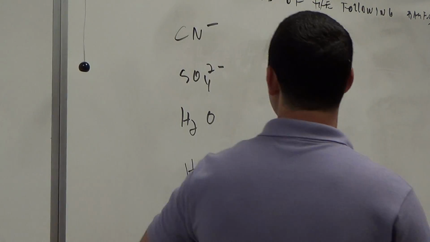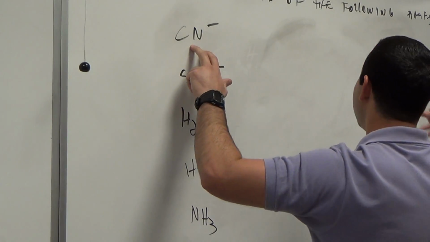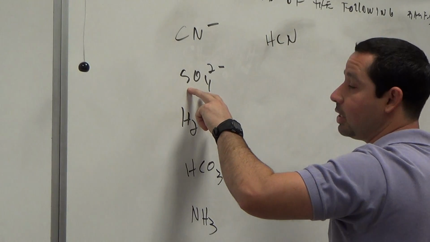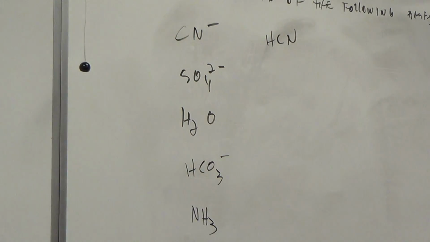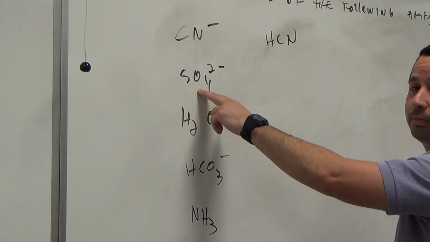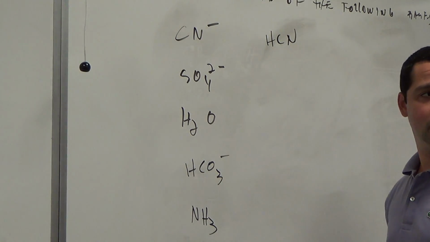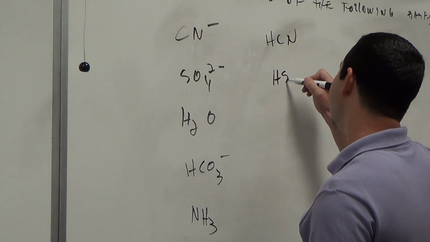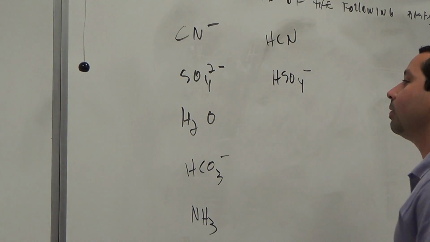Alright, CN minus. What's the conjugate acid of that? HCN, outstanding. What is the conjugate acid of this, Ms. Rodriguez? What's the conjugate acid of this? I'm talking to you. What is it? If none of her friends say it, I'm gonna smack somebody. Somebody said it to you anyway. No. Liar. I don't believe you. You still got it wrong.